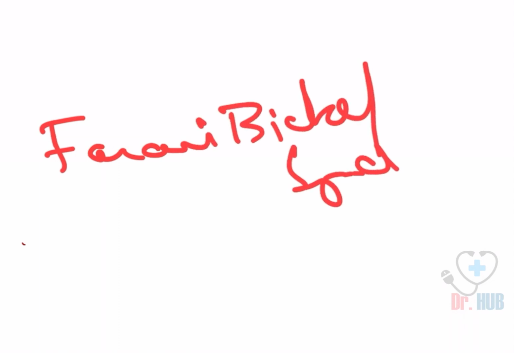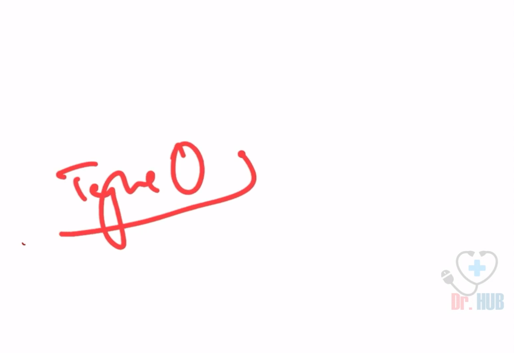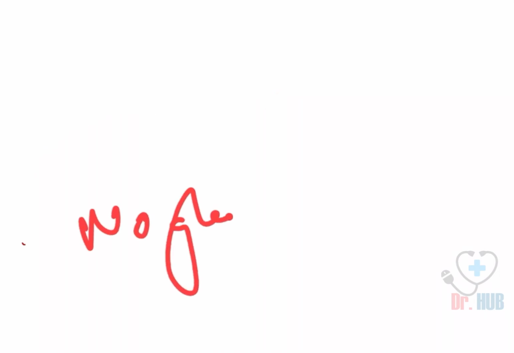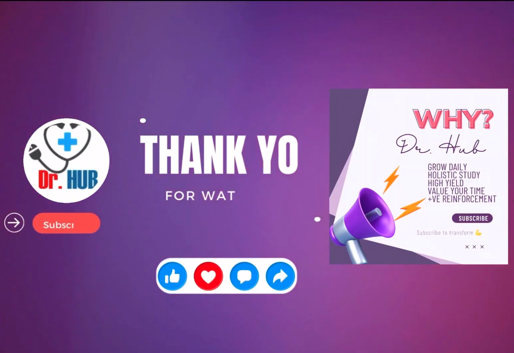Next we look at the Fanconi-Bickel syndrome. So here the enzyme defect is of the GLUT2, that is low affinity. Then there is something known as type 0. So here the enzyme defect is the glycogen synthase, and the clinical features is that there is no glycogen deposition as well as there is no hepatomegaly.